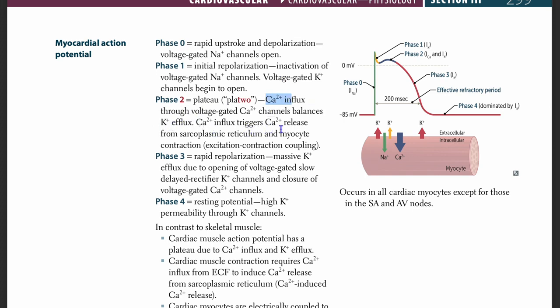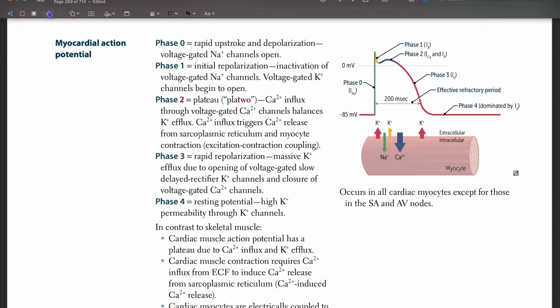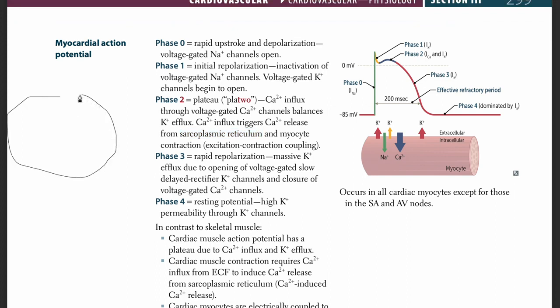Calcium influx triggers calcium release from the sarcoplasmic reticulum, right? Remember that diagram I drew? This is the cell. There's a calcium channel coming in here. It comes in, and there's also the sarcoplasmic reticulum, which has calcium in it. When this comes in, it attaches to the calcium receptors over here, which causes the release of these calciums into the cell.